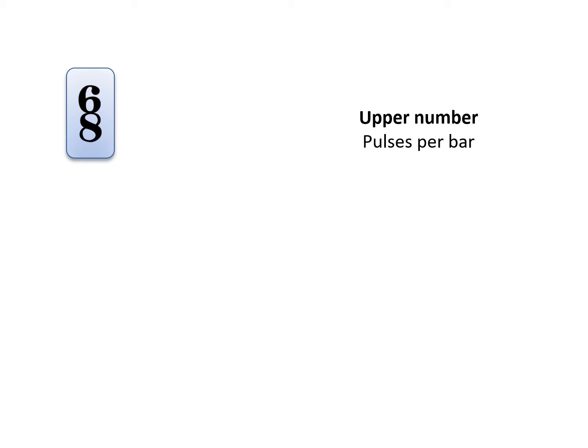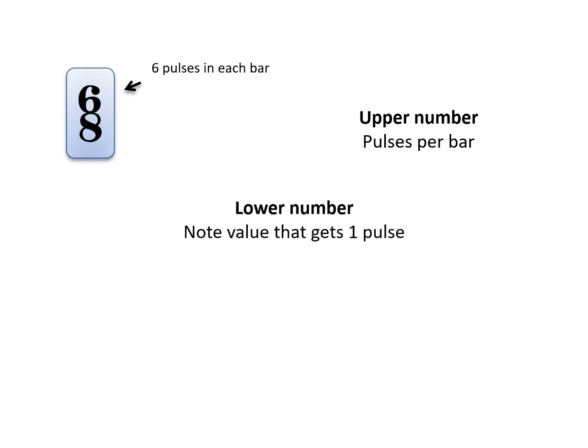In 6/8 time, there are 6 pulses in each bar. The lower number tells us the note value that gets 1 pulse. So in 6/8 time, the 8th note will get 1 pulse.